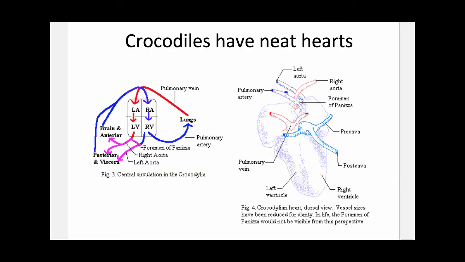You can sort of see this here. Neither of these diagrams is as good as mine, but basically the foramen of Panizza is here, connecting the arterial systems coming from the right ventricle to the left ventricle. Here you can see the foramen of Panizza connecting the pulmonary artery to the systemic circuit.